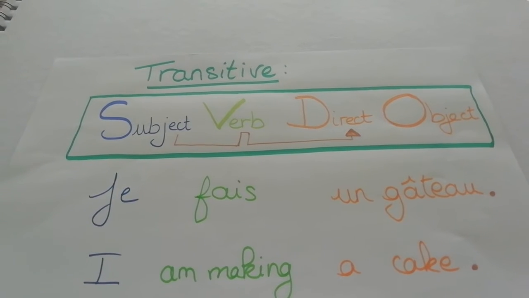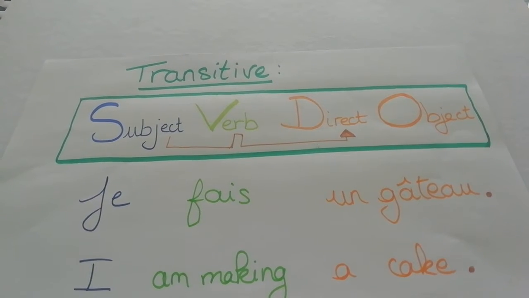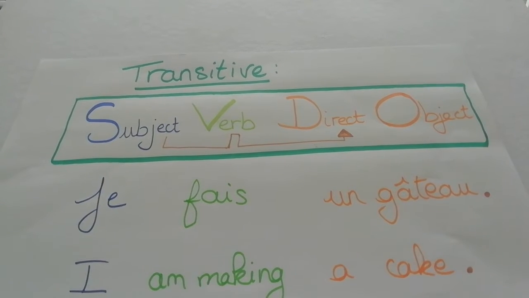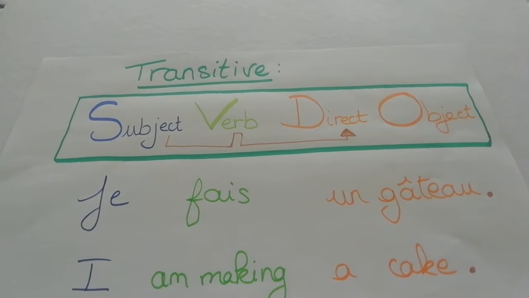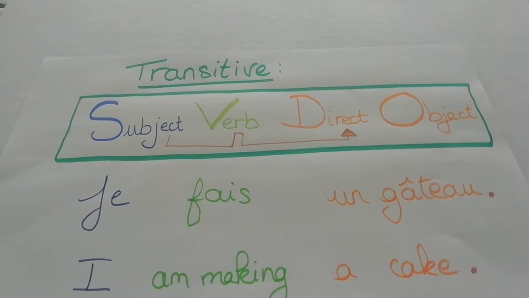So for example, in French, you could say je fais un gâteau, and that would be in English, I am making a cake. That's an example of a transitive verb. Fais, am making, is the verb, and the subject, je or I, is basically using fais to make a cake. That's a transitive verb. Okay?